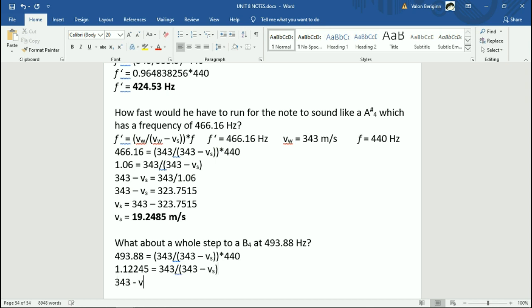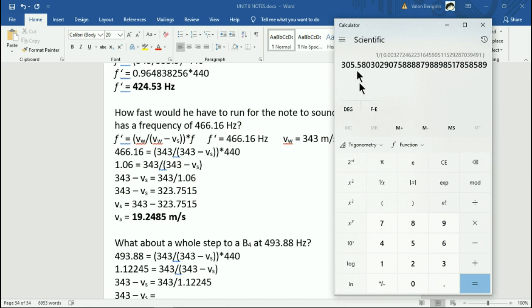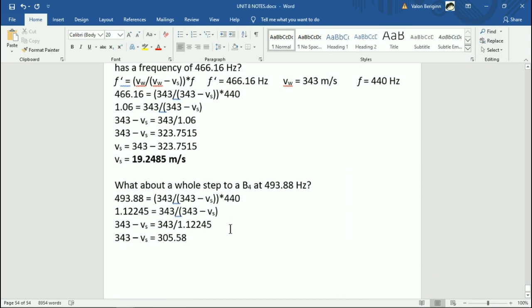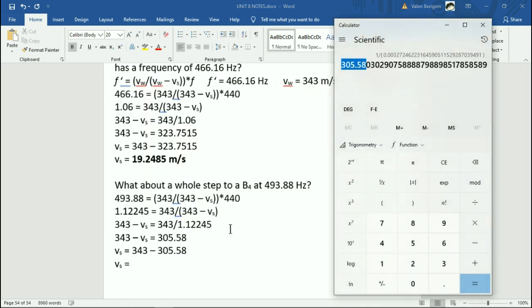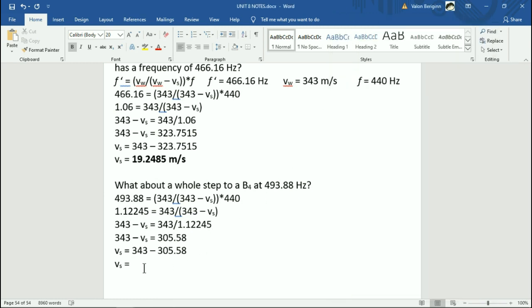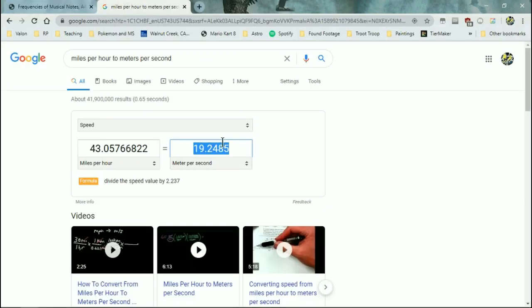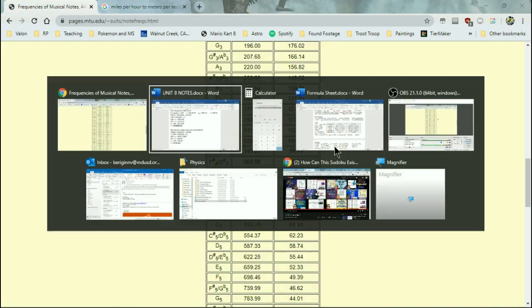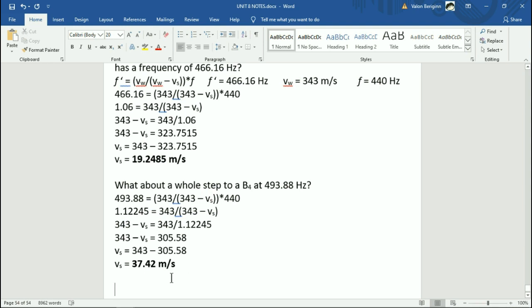Again, you can switch it around, so Vs equals 3.3. And that works. To make it all line up right. And so you get 37.42 meters per second, which let's convert this. 83 miles per hour. Sweet. Okay. So, yeah, again, keep going with this.